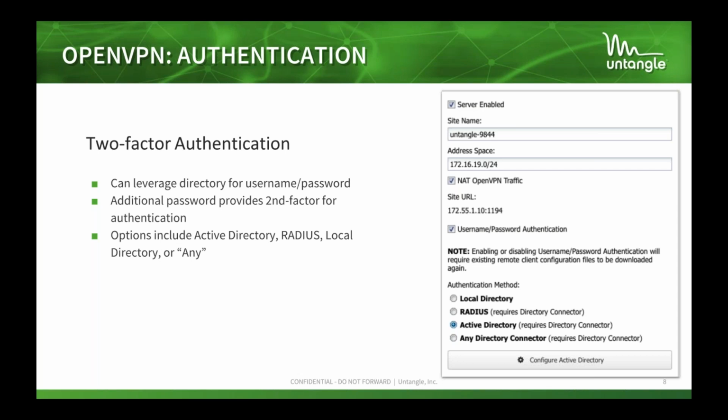So you just go enable username, password authentication, and as you can see, this is going to require existing configuration files to be downloaded again. So if you go change this, you have to redeploy your client. That will happen occasionally. If you're on an older version of Untangle, for example, and you upgrade to one or two newer Untangle versions, you'll most likely also have to redeploy OpenVPN clients.